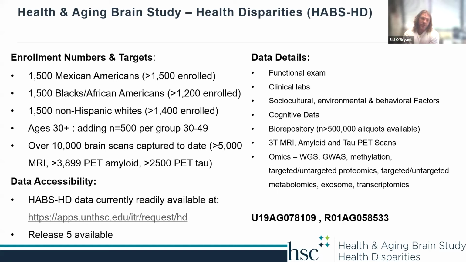We're doing targeted and untargeted proteomics, metabolomics, transcriptomics, you name it. So think basically community-based multi-ethnic ADNI. That's how robust this study is. And all of the data is freely available. And I'll get into that a little more. Next slide, please.